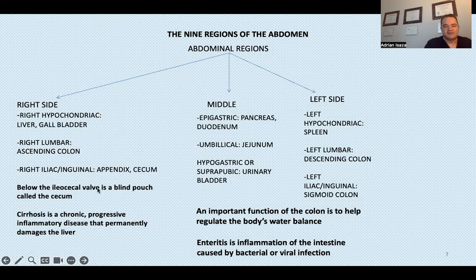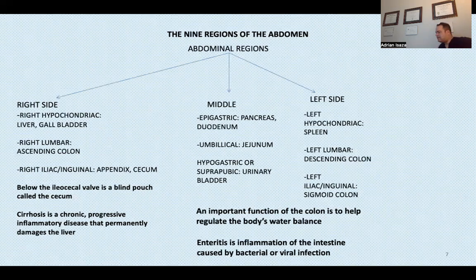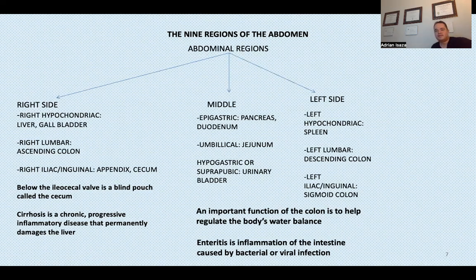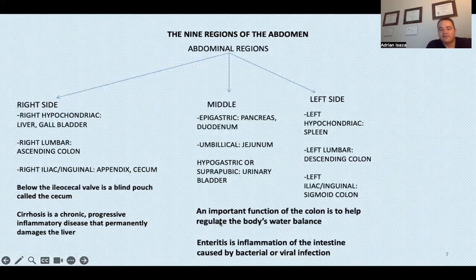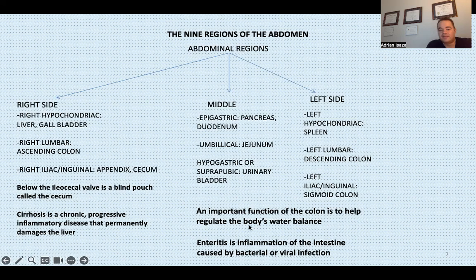A few questions here. What's below the ileocecal valve, a blind pouch called the cecum? Know that cirrhosis is a chronic progressive inflammatory disease that permanently damages the liver, right? A lot of scarring can be secondary to conditions like hepatitis C. An important function of the colon is to regulate the body's water balance.